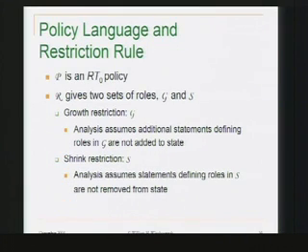So to make the problem concrete, we study it in RT0. And policy states are given by RT0 policies. The restriction rule that I talked about, which defines how policies can evolve in an uncontrolled way, is given by two sets. G, which is a set of roles whose definitions are assumed not to grow during the course of uncontrolled evolution, and shrink-restricted sets S, which the analysis assumes will not have their statements or their definitions removed from the state.